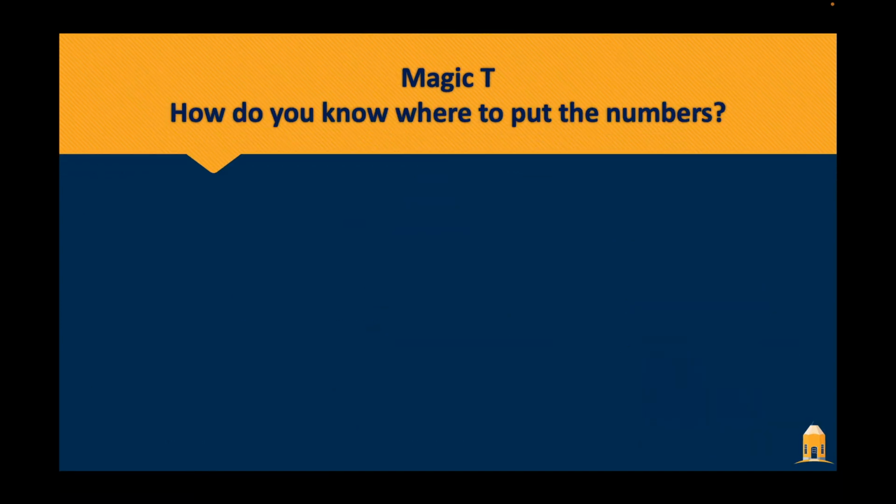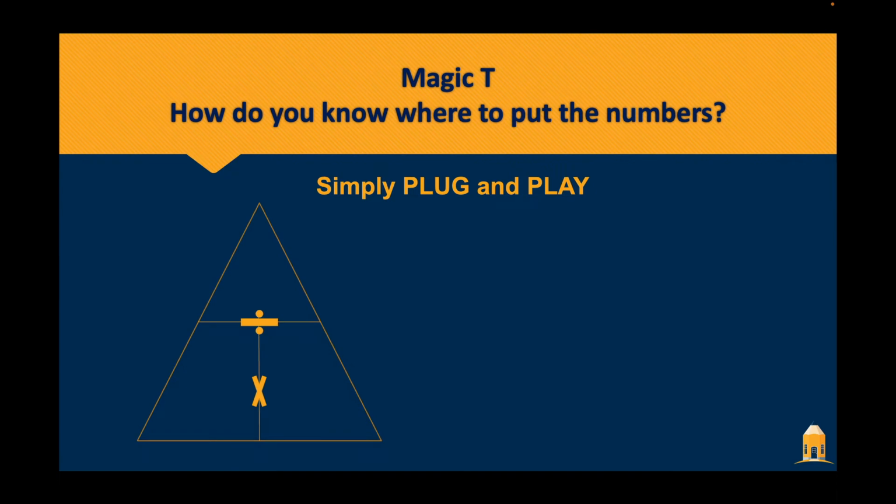Okay, so as I stated, many of your real estate problems can be done this way. So how do you know where to put the numbers? Well, again, most of the problems are going to give you two numbers. You're just going to have to figure out the third. And so let's look at the T's. You simply are going to plug and play, right? You're going to just put it exactly where it goes on the T.